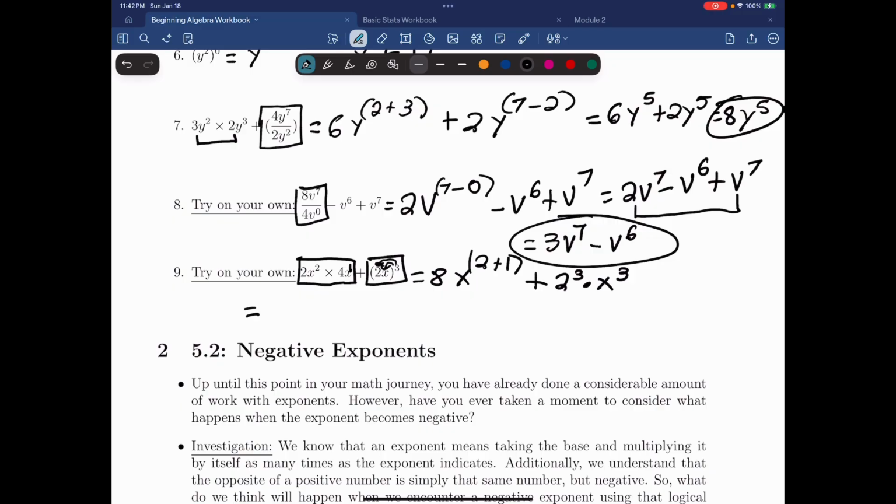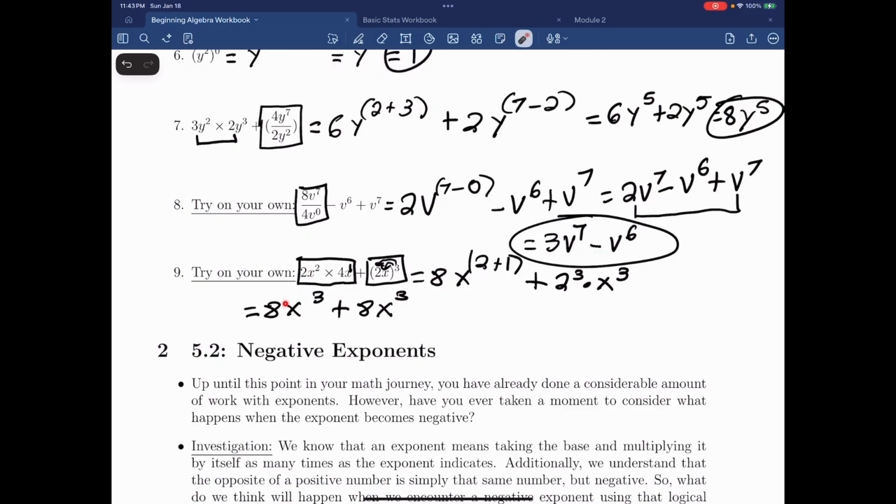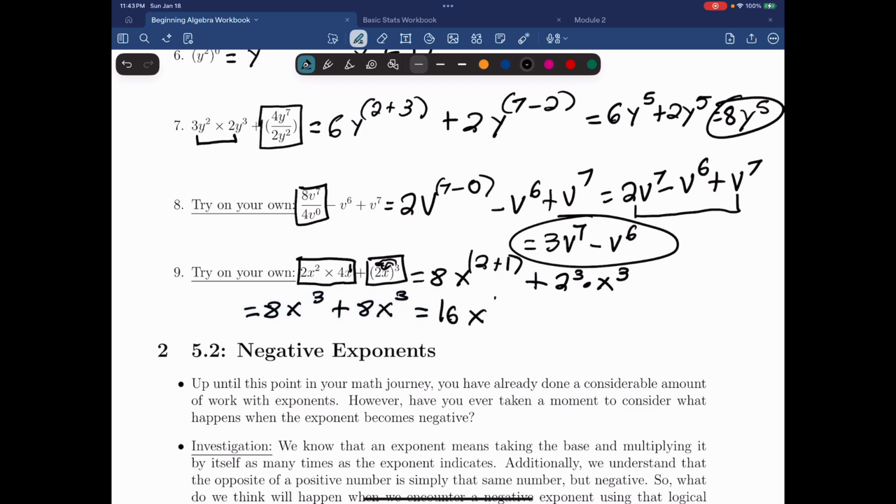So to simplify this a little bit more, we have 8x to the 2 plus 1, that's x cubed. And then we're going to add 2 cubed, which is 8, and then we're going to carry along the x cubed. And we can add these two terms together because they both have a common base of x and the same exponent of 3. So 8 plus 8 is 16. And then we're just going to carry along that x cubed. And that's your final answer.